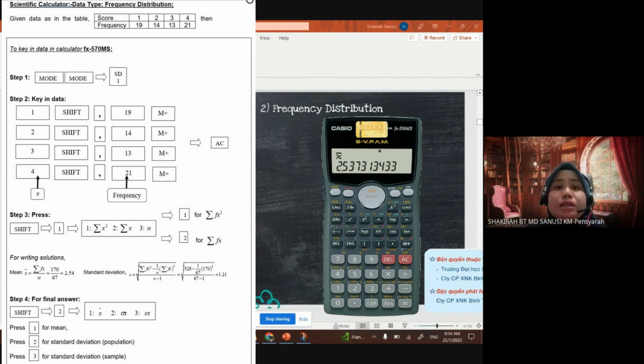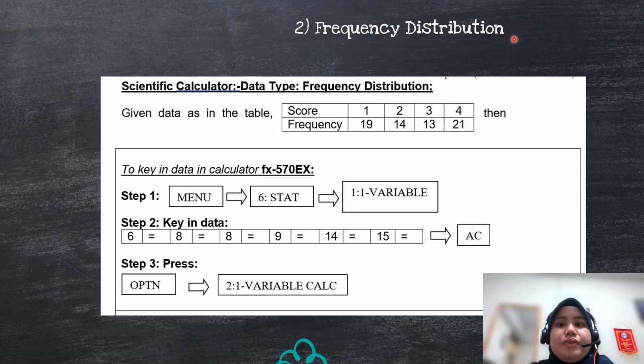For the other 2 calculators, please practice like the guidance that has already been given to you. Next, we go for frequency distribution for ungrouped data. This is your question for you who use calculator FX570EX. Step number 1, press Menu, choose number 6 and 1-Variable. Step number 2, 6 equal, 8 equal, until 15 equal, AC, and step number 3, press OPTN, and you get to the 1-variable calculator here. And we get your values.